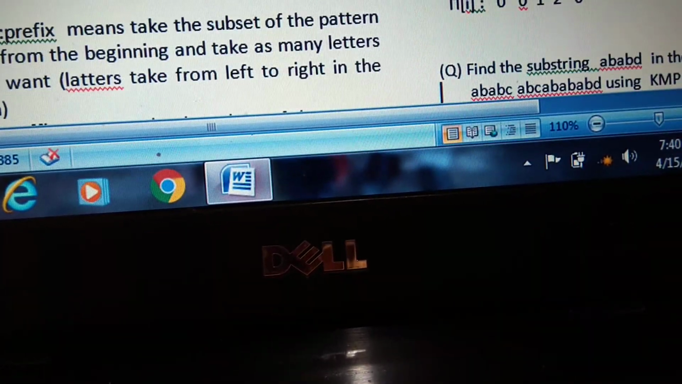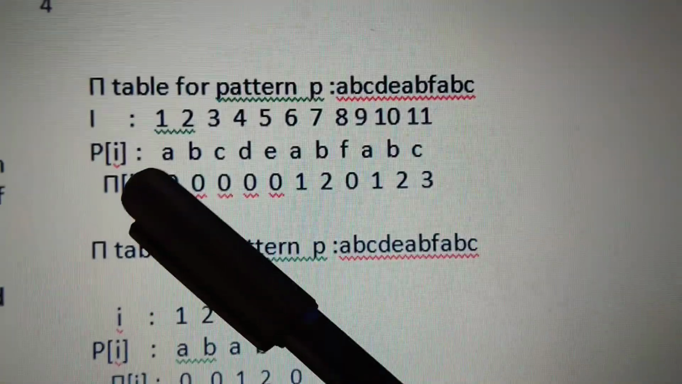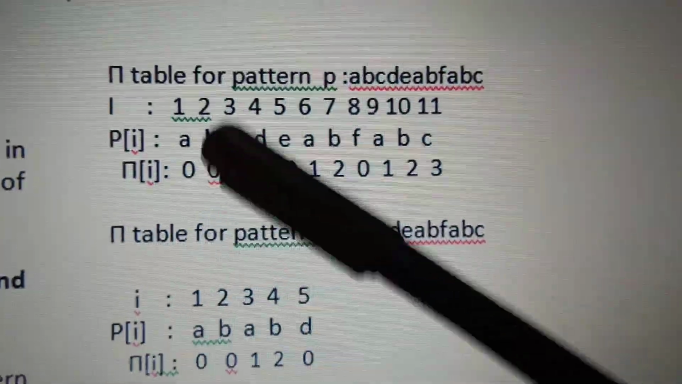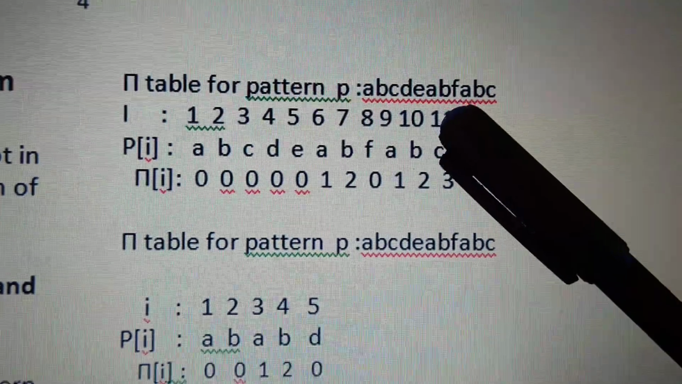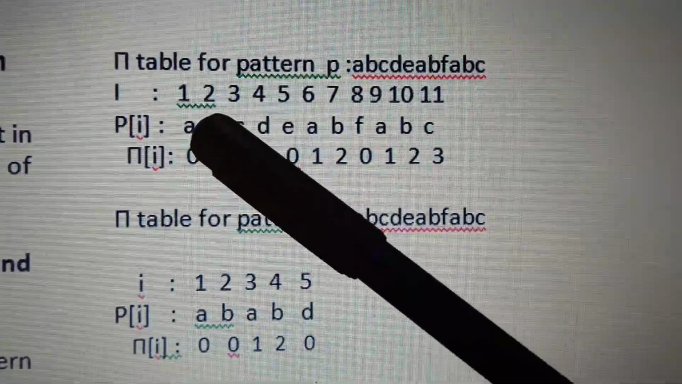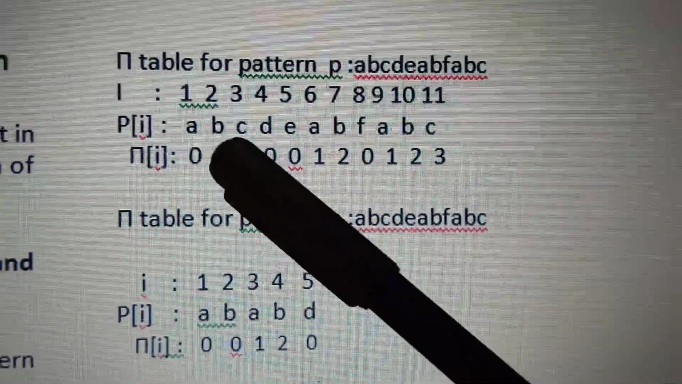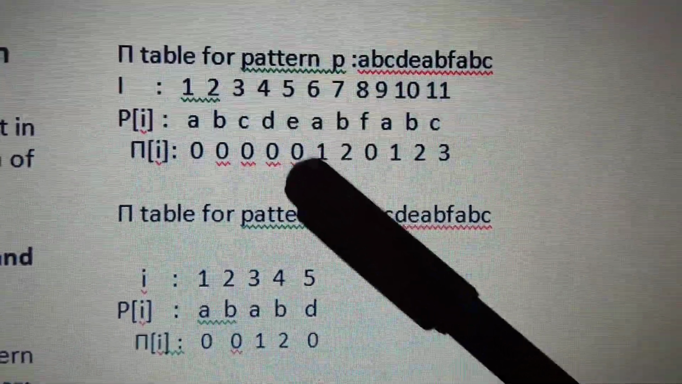To create a pi table, see, this is an example. One more, the pattern is this one. So for the pi table we have to write the pattern as it is, and in the above row we represent the index 1 to 11, and in the below row we give the pi values for the characters of the pattern. Now again the same: A 0, B 0, C 0, D 0, A 0, E 0.